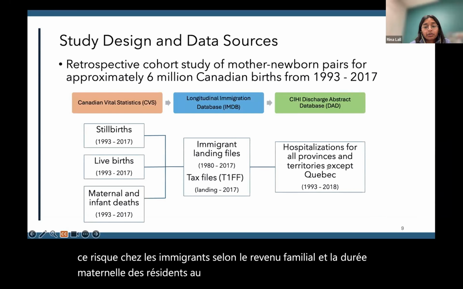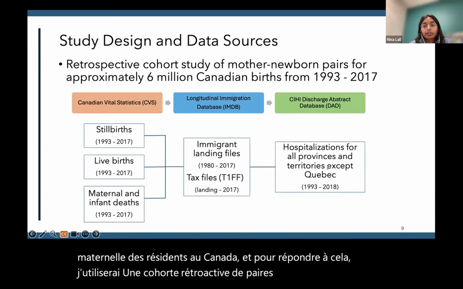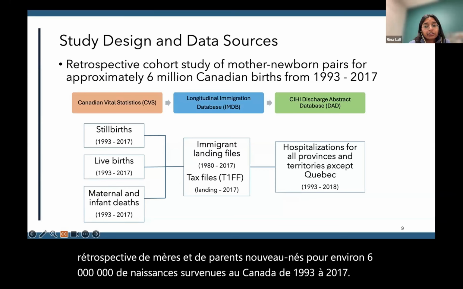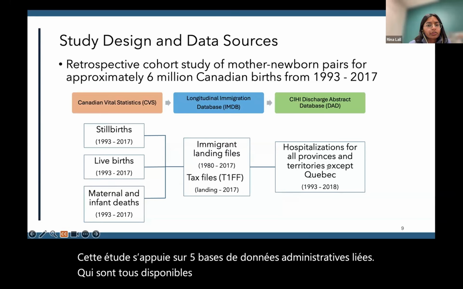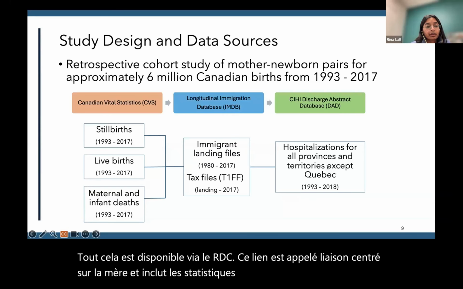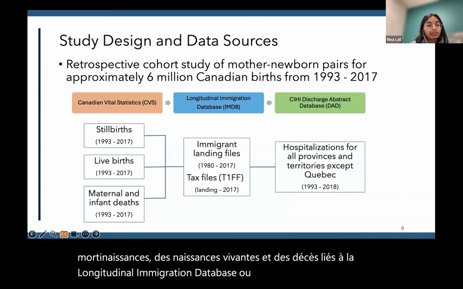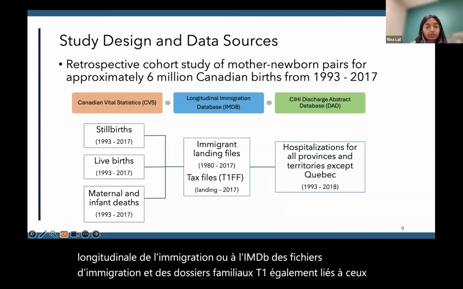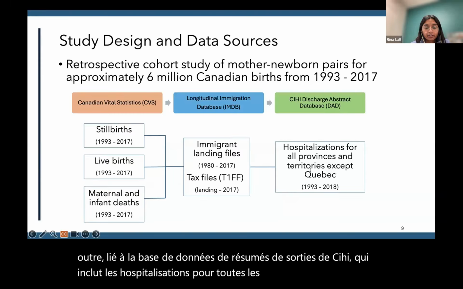And to answer that, I will utilize a retrospective cohort of mother-newborn pairs for approximately 6 million births that occurred in Canada from 1993 to 2017. This study leverages 5 linked administrative databases that are all available through the RDC. This linkage is referred to as the mother-centric linkage, and it includes vital statistics of stillbirths, live births, and deaths, linked to the longitudinal immigration database, or the IMDb, of immigrant landing files and T1 family files, further linked to CIHI's discharge abstract database, which includes hospitalizations for all provinces and territories except the province of Quebec.